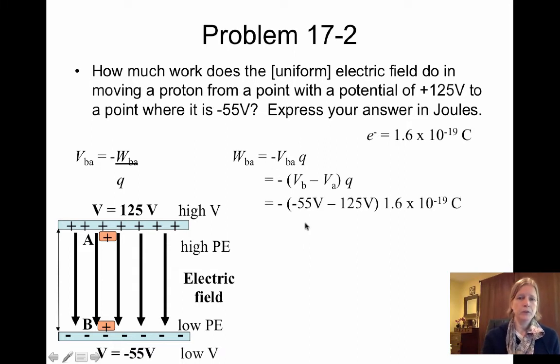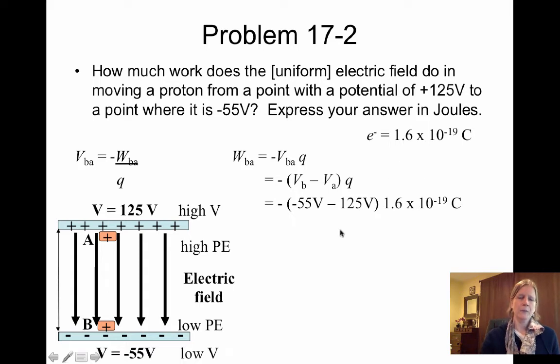Our potential at position B is minus 55 volts, so we drop that in. Our potential at position A is plus 125 volts, so we drop that in for VA. But there is a negative in that parenthesis, so it's minus 125 volts. Even though the starting potential is plus 125, there's a negative there in the equation. And then our charge is the charge on a proton, so we bring that in.